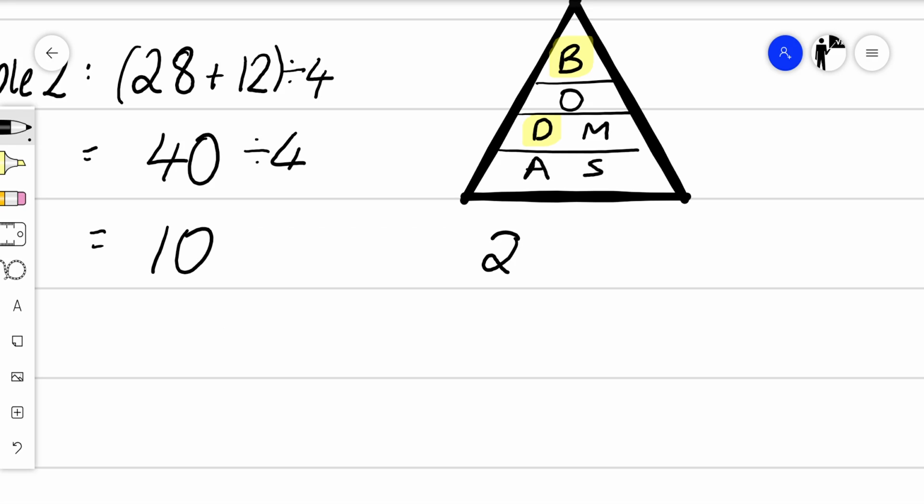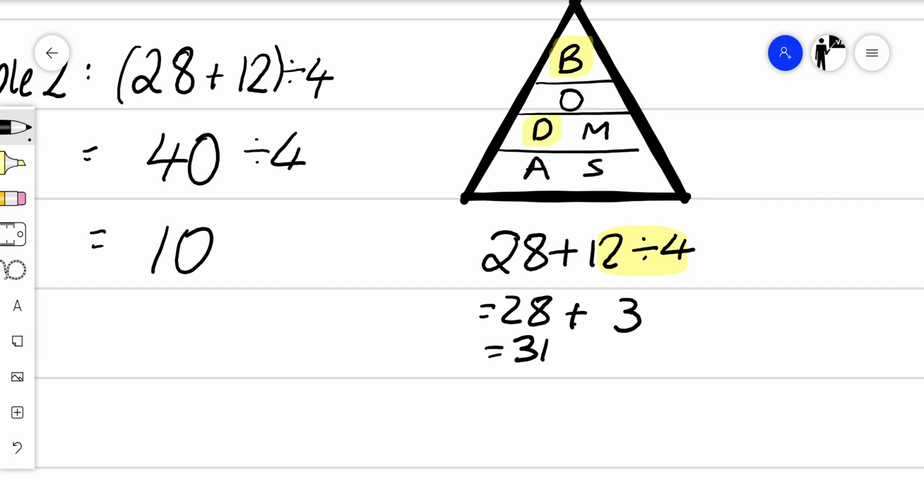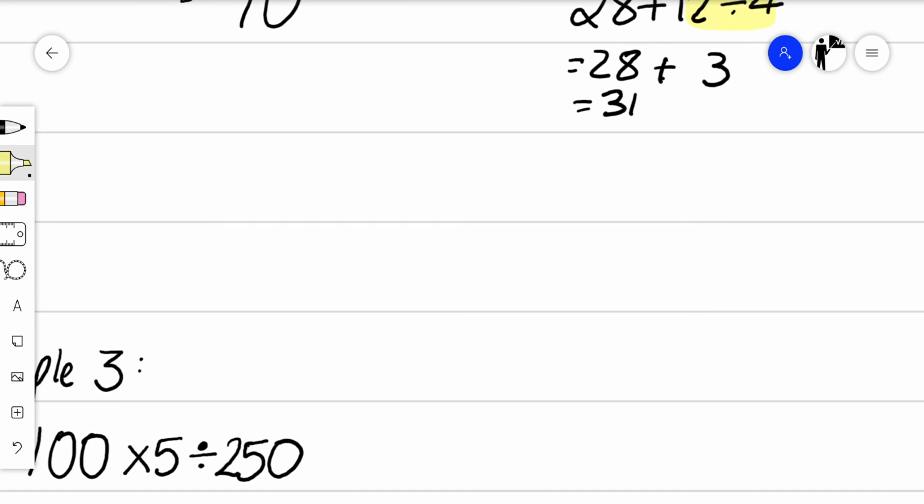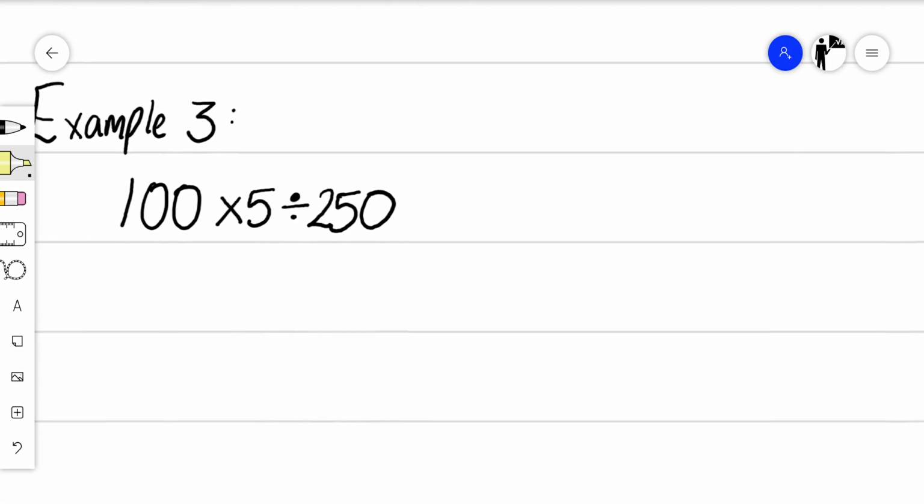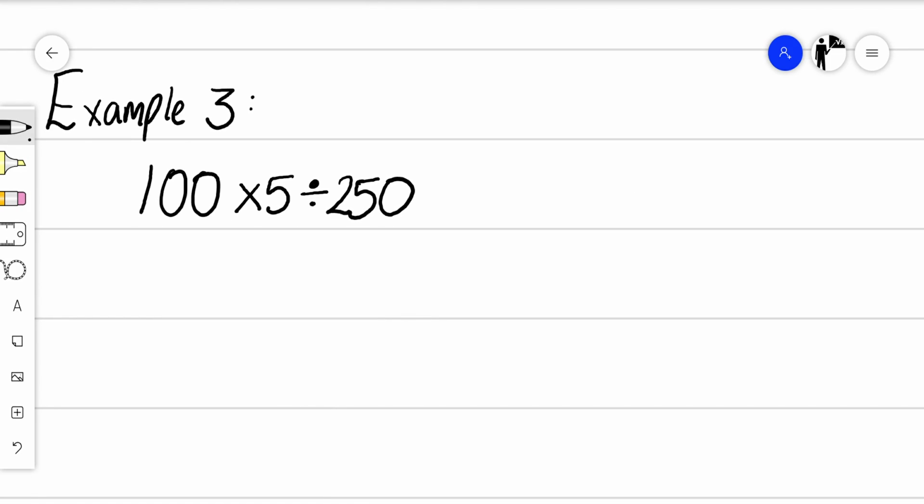If we did not have the bracket, if the question was this here, we would have to do the division first. So this would become 3, and 28 plus 3 would give us 31. We can see how the importance of the bracket here can really change how we view and perceive a question. Example 3, 100 multiplied by 5 divided by 250.